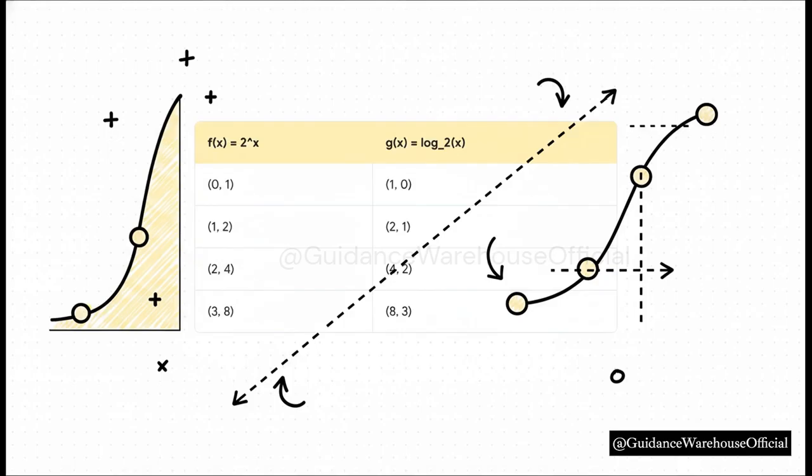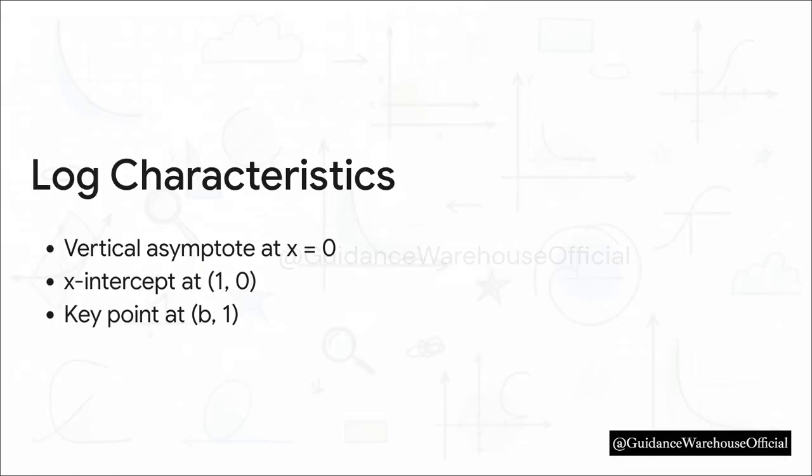If you go ahead and graph these points, you'll see right away that the logarithmic curve is really just the exponential curve perfectly reflected across the diagonal line y equals x. So here's the absolute crucial takeaway. Every basic parent logarithmic function, regardless of its positive base, shares 3 visual anchors you absolutely must memorize.